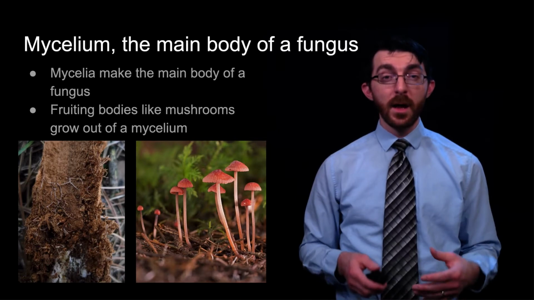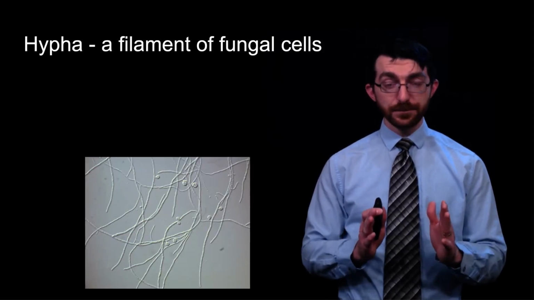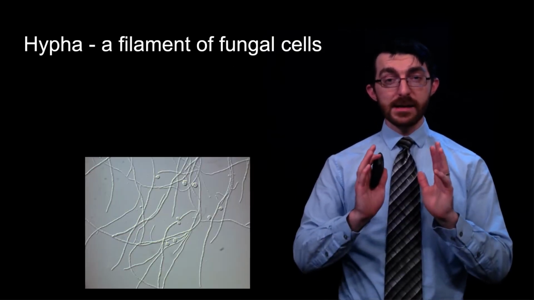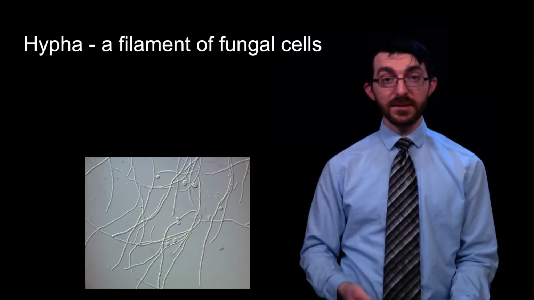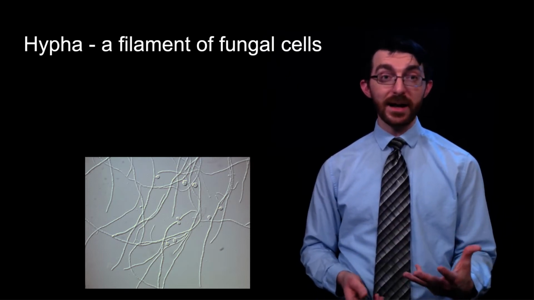Right, so we've got a fungus. The main body is called the mycelium, and the mycelium is made of different kinds of cells in the fruiting body.